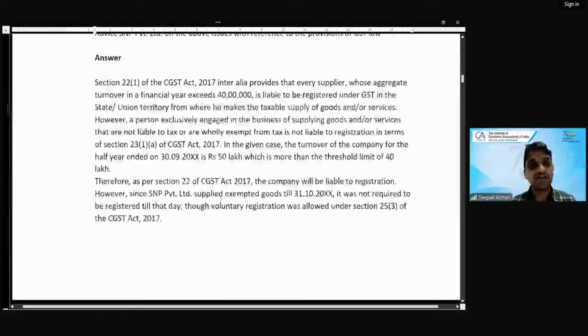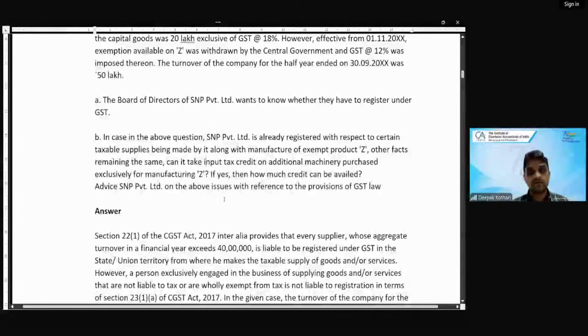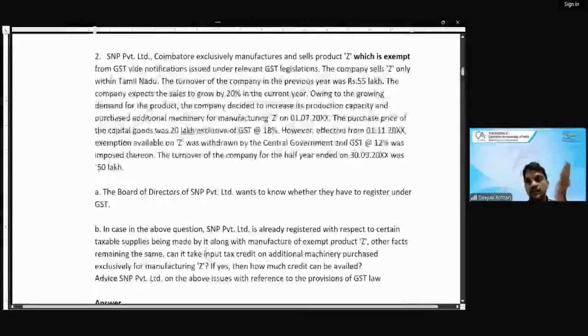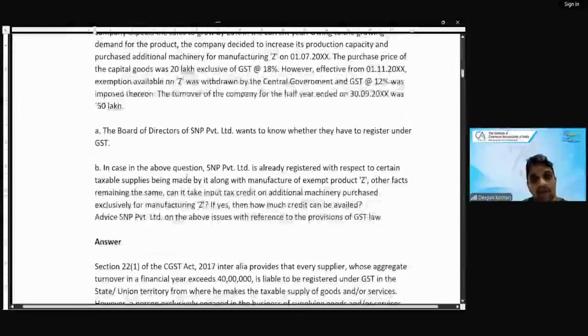Now on the second aspect, so first we know that registration is not required, but from 1st November, registration will be required. In this second aspect, what will happen?